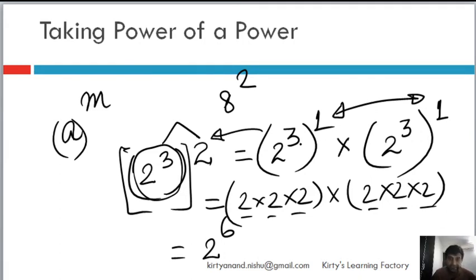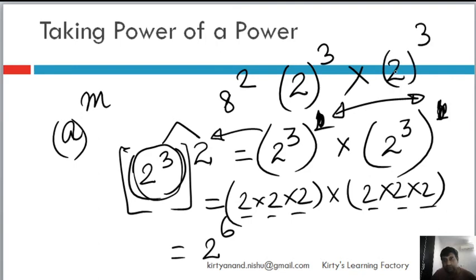Now internally, when I look at it, this can be written as 2 raised to the power 3, because the power here is 1. So I can just write it as 2 raised to the power 3 and 2 raised to the power 3, which means I am basically getting the number 2 raised to the power 3 into 2 raised to the power 3.